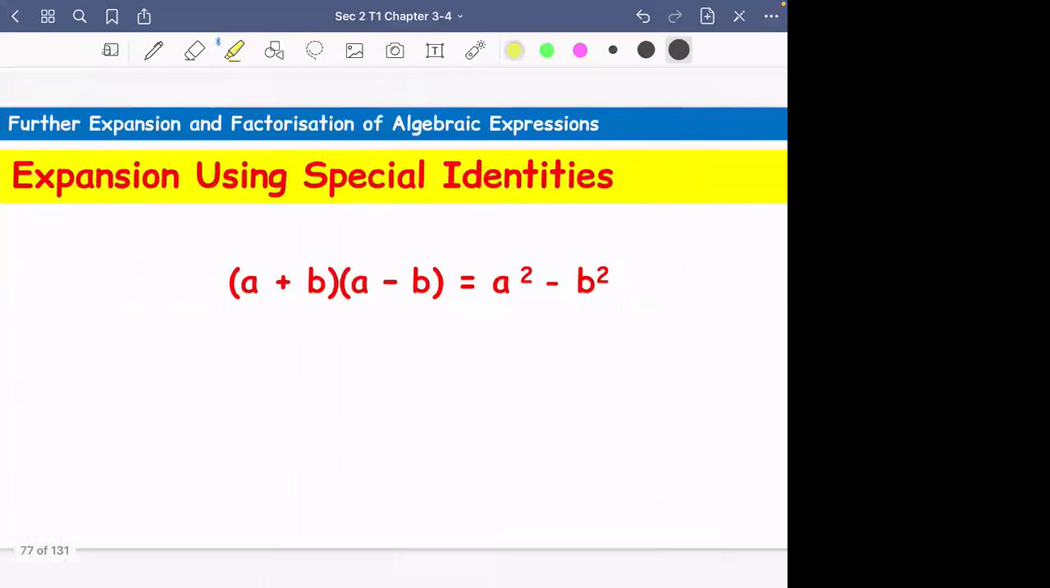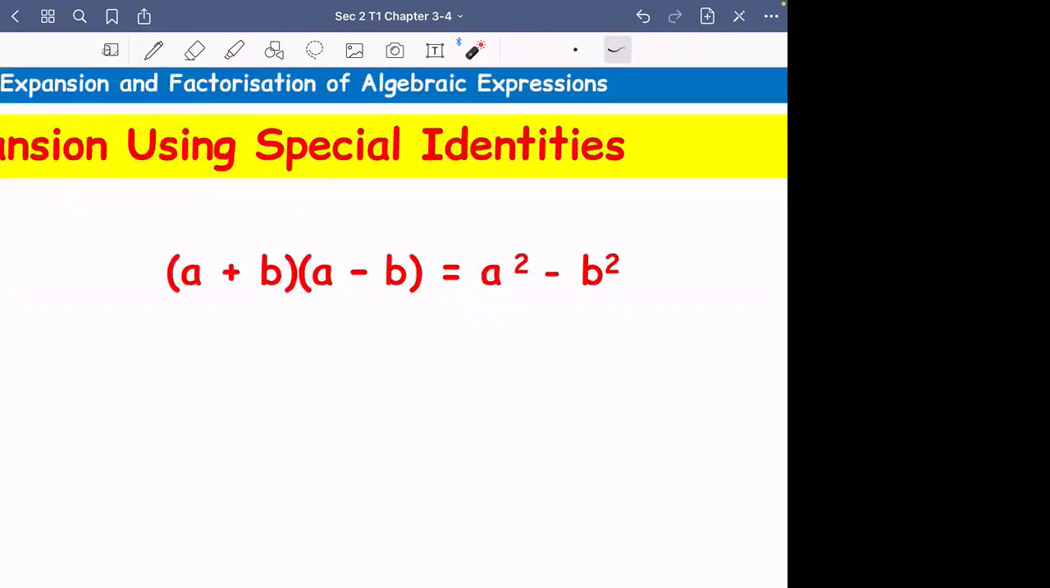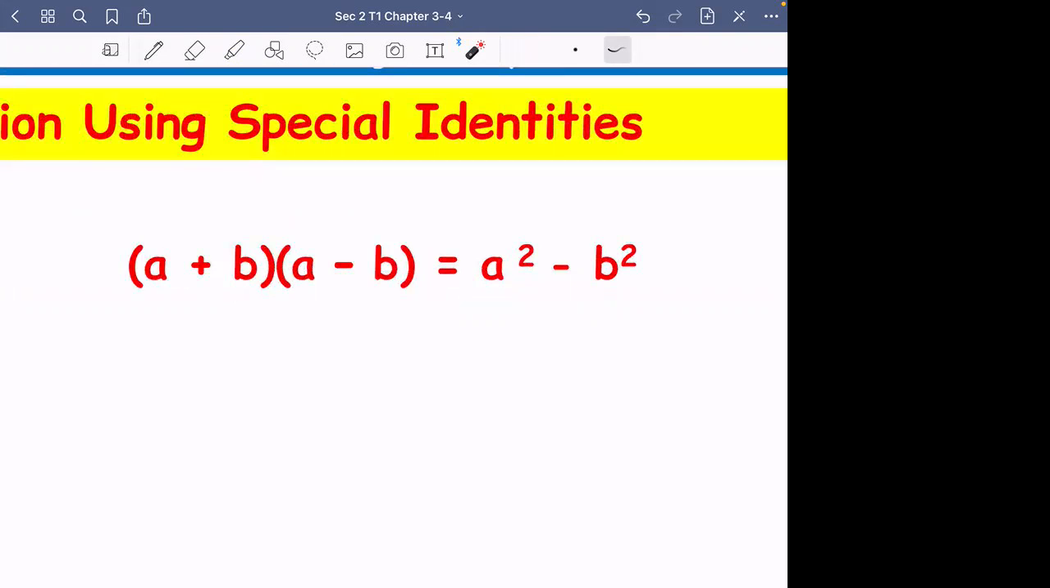Just one more. So this is the second identity. Class, the identity tells us that a plus b times a minus b will just give us a squared minus b squared. Listen, class, you will basically have the same terms. It's just that one is plus and one is minus.